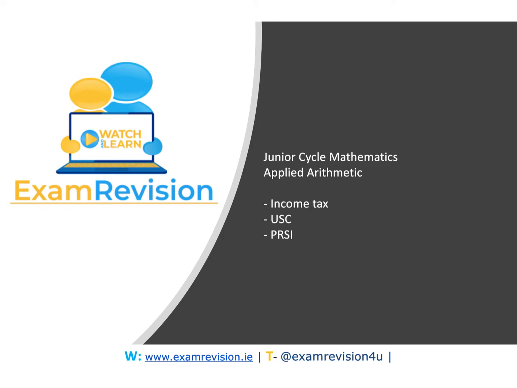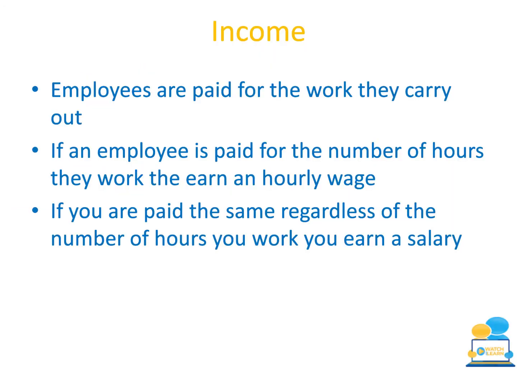So let's get started. Firstly, looking at income, this is the amount of money you receive for the work or the job that you do. You may receive your income in two different ways. Firstly, if an employee is paid for the number of hours they work, they earn an hourly wage. So your number of hours times your hourly wage. That might be that you work 20 hours a week and you earn 10 euros an hour. So to get your income there, you would do 20 multiplied by 10 euros.